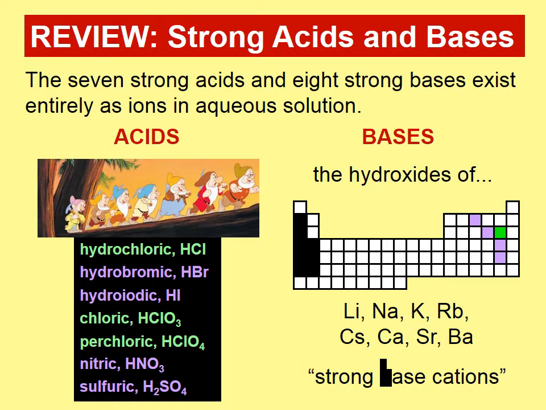Let's review strong acids and bases. The 7 strong acids and 8 strong bases exist entirely as ions in aqueous solution. From this slide, what we need to know are what I call the 7 strong anions, which are the anions of the 7 strong acids, and we need to know the 8 what I call strong base cations, which make a little lowercase b right here.